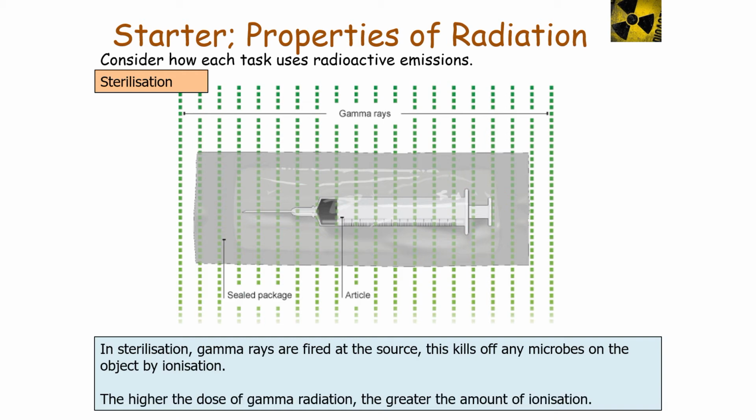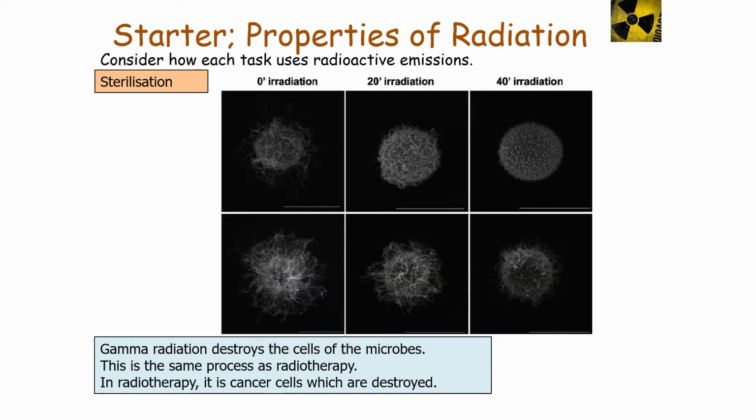Now, the higher the dose of gamma radiation, the greater the amount of ionisation. It's important to know that the gamma radiation destroys the cells of the microbes, and it's the same process as radiotherapy. In radiotherapy, it's cancer cells which are destroyed by the gamma radiation.